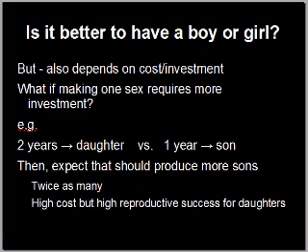However, it's not the only thing to consider. You also need to consider what kinds of costs and investment you're making into your offspring. What about a situation where one of the sexes requires more cost, more investment, than the other? Let's talk about the example of a time investment. Let's say you're a species where it takes 2 years to make a daughter, raise a daughter, invest in a daughter, versus only 1 year for a son. So what would you expect?